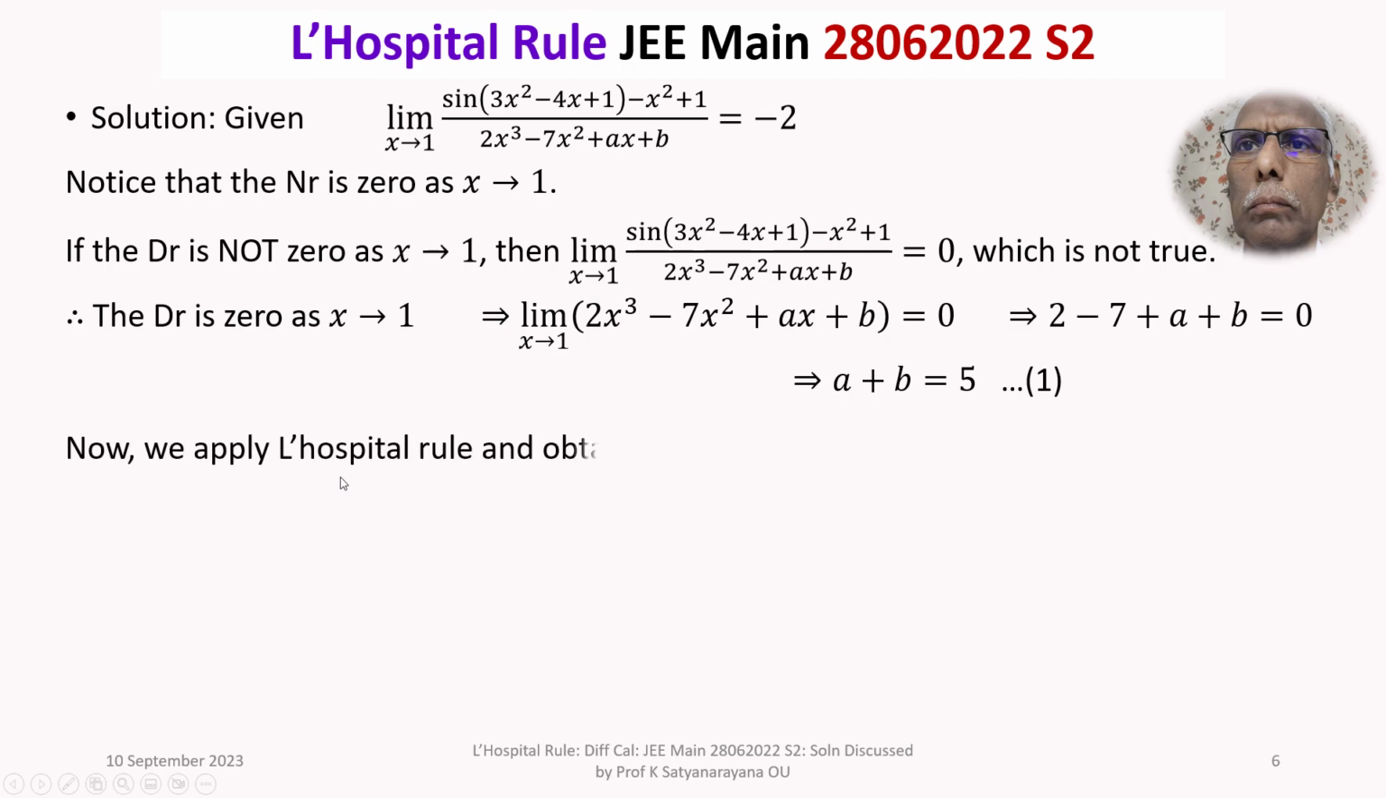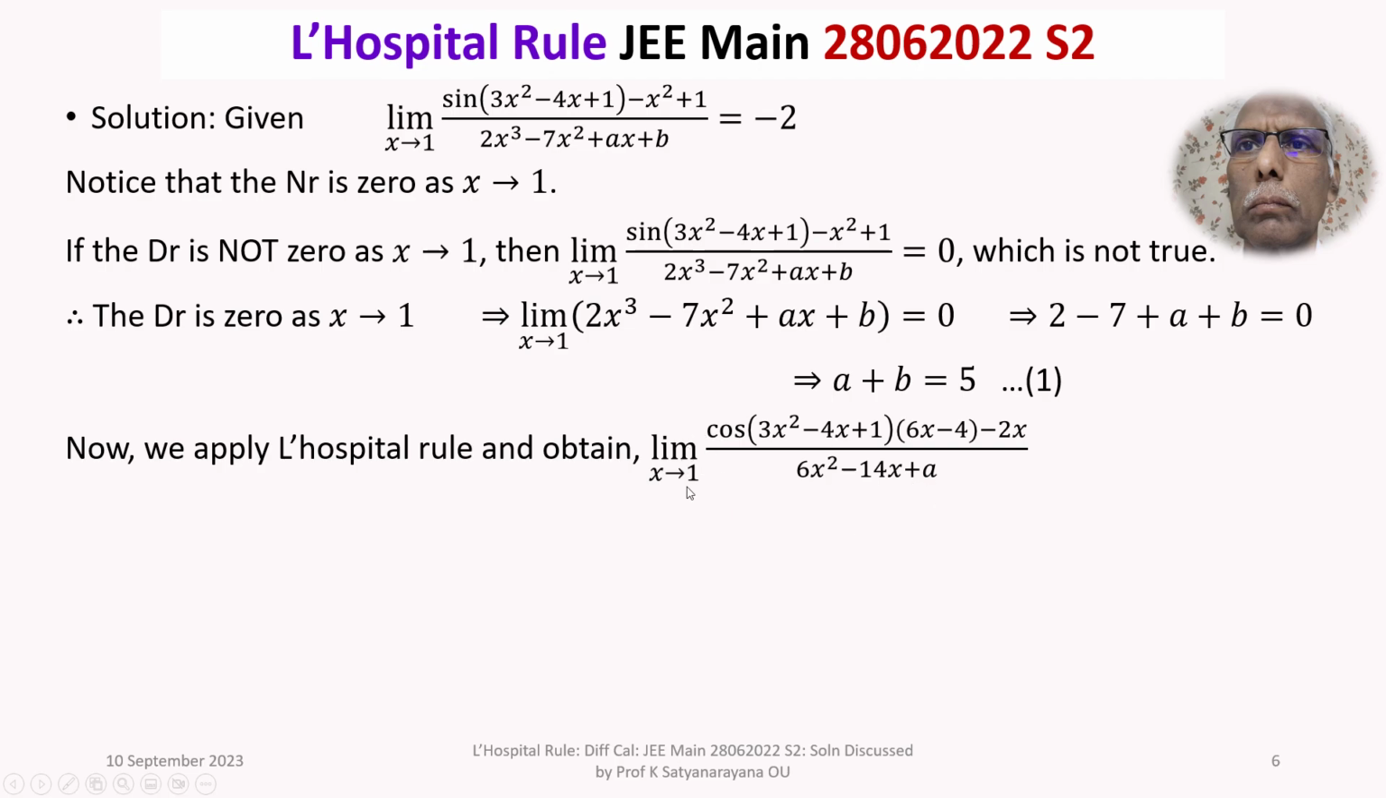Now we apply L'Hopital's rule and obtain the limit as x tends to 1. The derivative of the numerator: the derivative of sine is cos, and the derivative of 3x² − 4x + 1 is 6x − 4. We apply the chain rule. Minus the derivative of x², which is 2x, divided by the derivative of the denominator, that is 6x² − 14x + a.